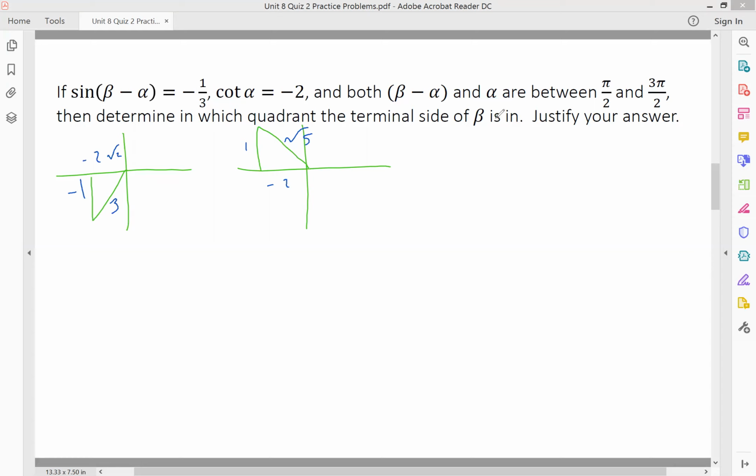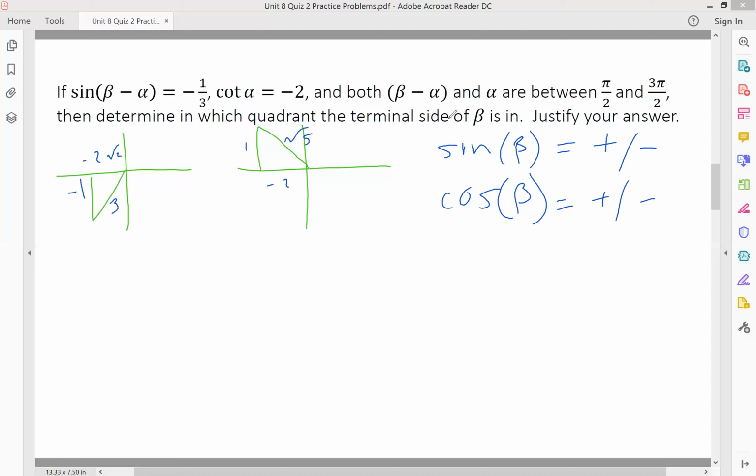So we're not sure what quadrant it's in at all, but if we can figure out the sine of beta and the cosine of beta, and whether they are positive or negative, then we'll be able to determine what quadrant we're in. But you have to figure out both of them. Otherwise, we won't know how to narrow down the specific quadrant.